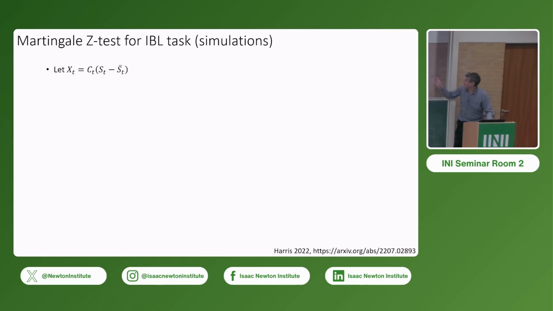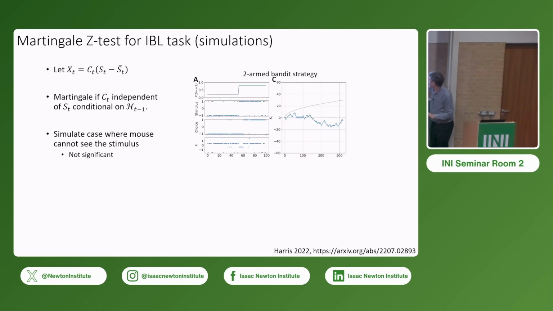And here it is for the International Brain Lab data. So C_t is the mouse's choice at time t, left or right, and S_t is the stimulus at time t, which is left or right, and S bar of t is the history conditional expectation of that stimulus, and that's not 0 because the stimuli go in these blocks. And this is a martingale if the choice on every trial is independent of the stimulus conditional on history. And so we can simulate it here.